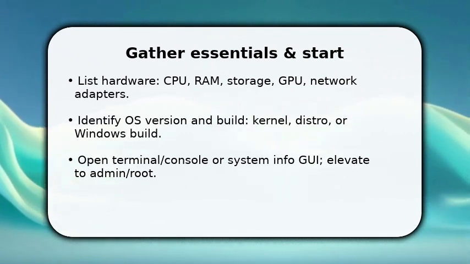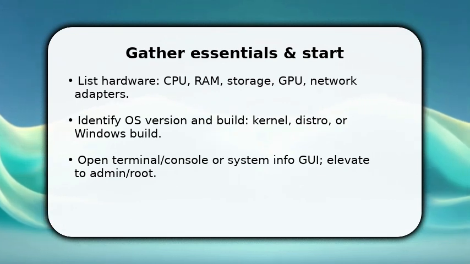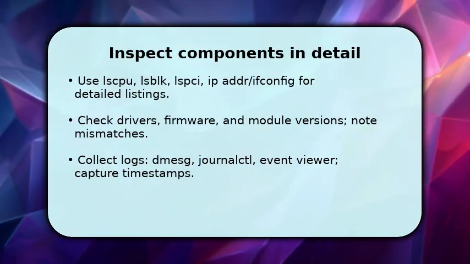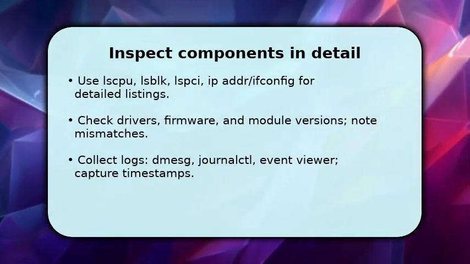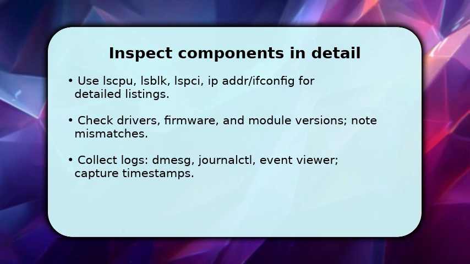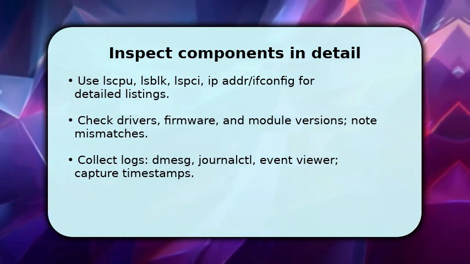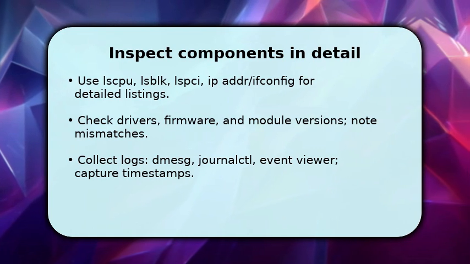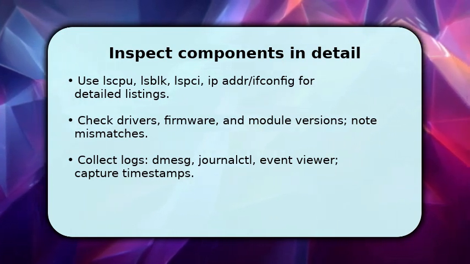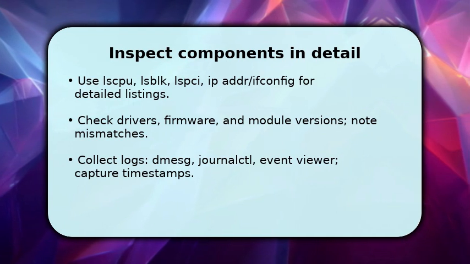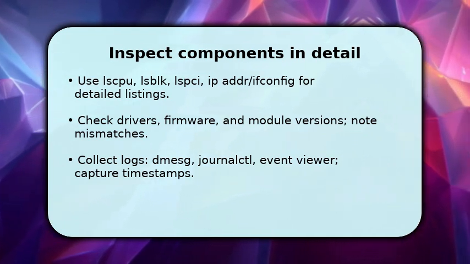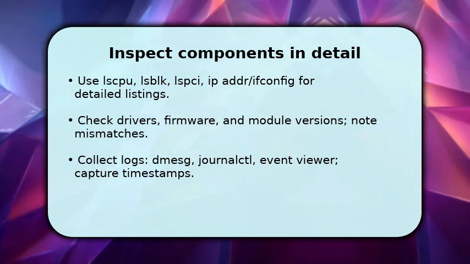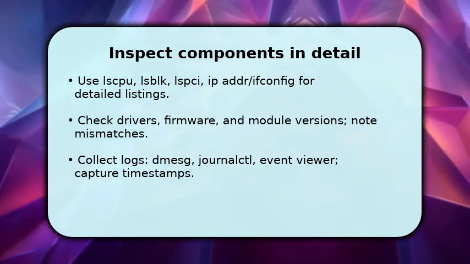Now you move into detailed inspection steps that reveal configuration nuances. Run hardware and network enumerators like lscpu, lsblk, lspci, and ip addr. On Windows, use Device Manager and dxdiag. Verify driver and firmware versions so you can spot incompatibilities. Gather system logs via dmesg or journalctl or Event Viewer on Windows, and include timestamps to correlate events. Make sure to capture module lists and loaded services.